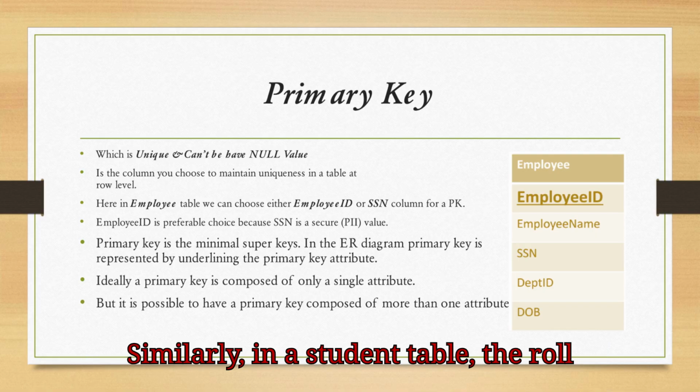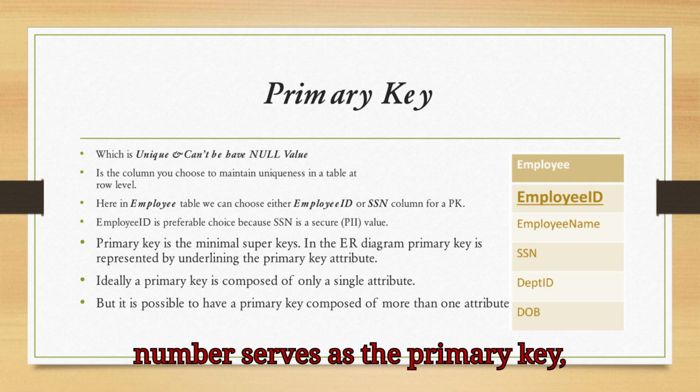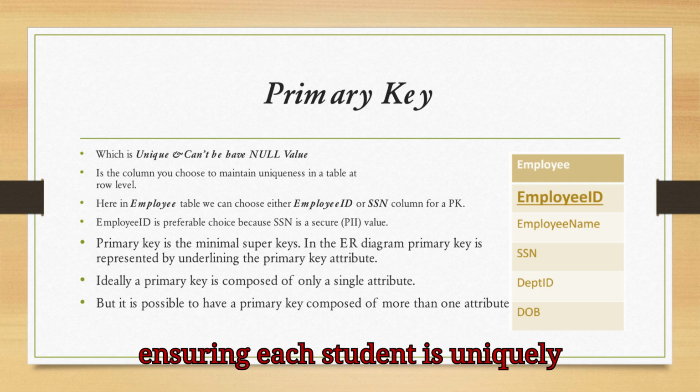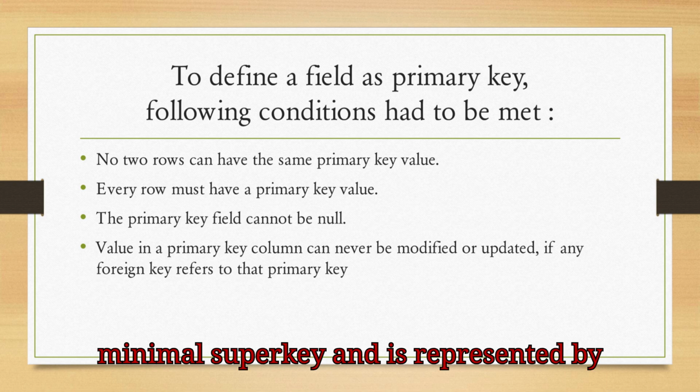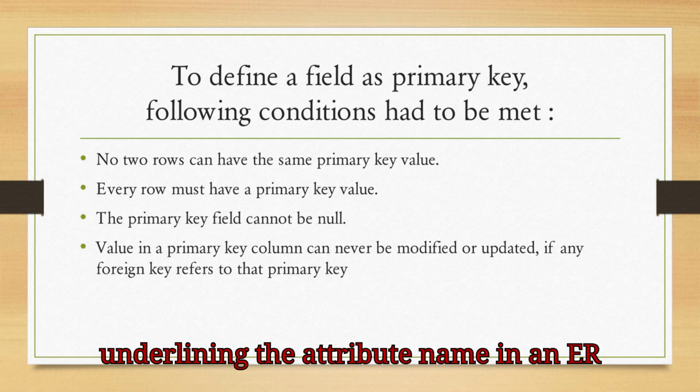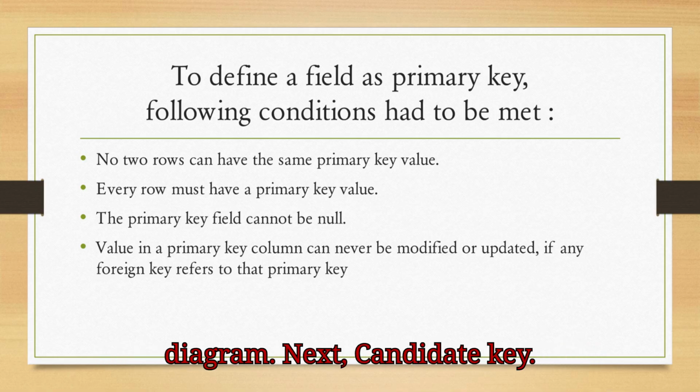Similarly, in a student table, the roll number serves as the primary key, ensuring each student is uniquely identified. A primary key is a minimal super key and is represented by underlining the attribute name in an ER diagram.